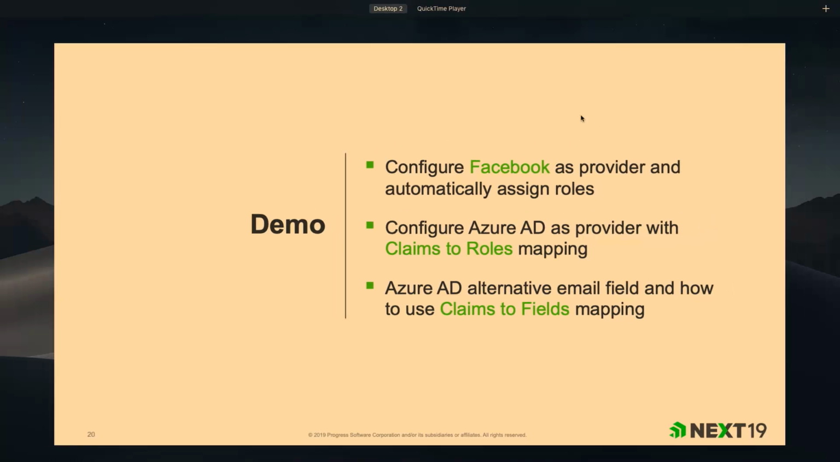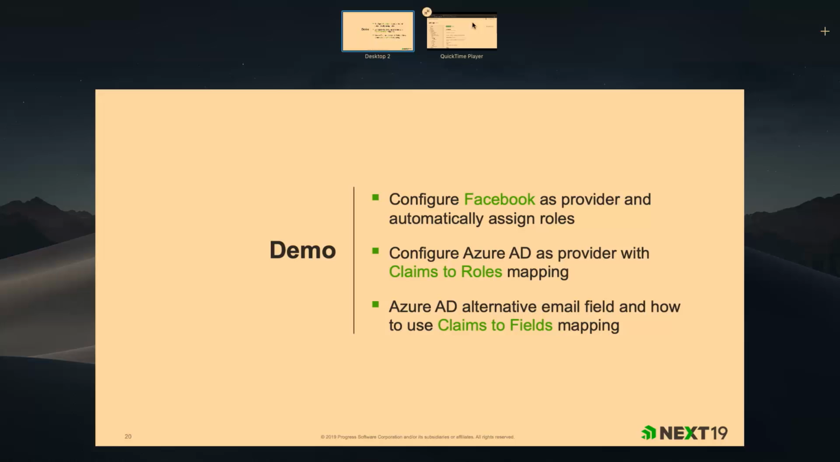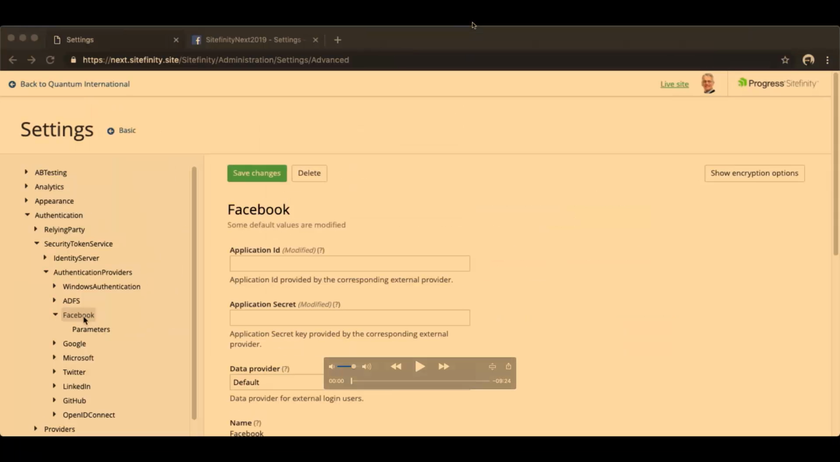I pre-recorded the demo so I can condense it in the time of the talk. So I will start it. First, as I said, we'll start with Facebook. It's an advanced setting. You usually do it once and it works. You go to Security, Tokens, Authentication Provider, and then you go to Facebook.